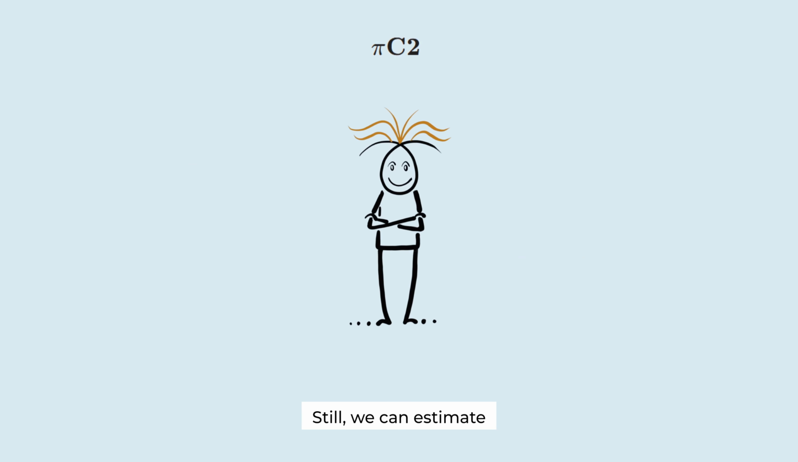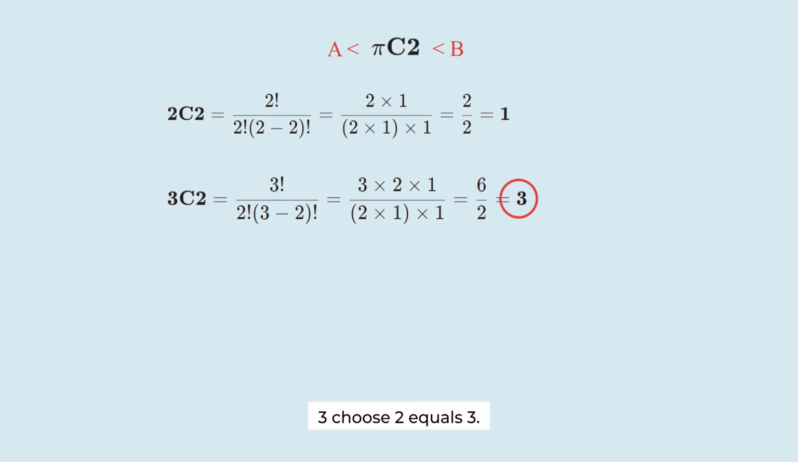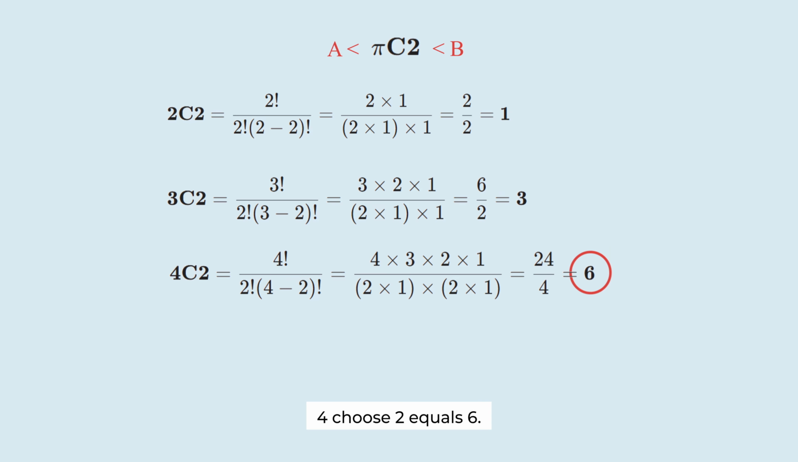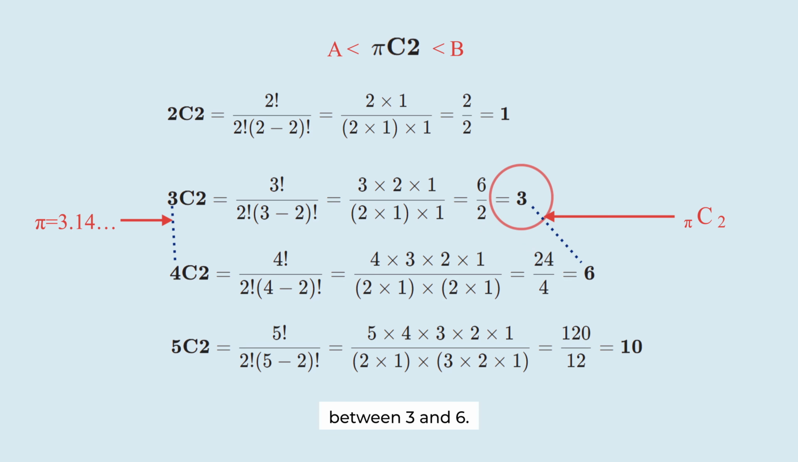Still, we can estimate the rough range of pi choose 2. 2 choose 2 equals 1. 3 choose 2 equals 3. 4 choose 2 equals 6. 5 choose 2 equals 10. Look at the pattern, n choose 2 grows steadily as n increases. Since pi lies between 3 and 4, if such a value exists, pi choose 2 must lie between 3 and 6. Let's check it out.